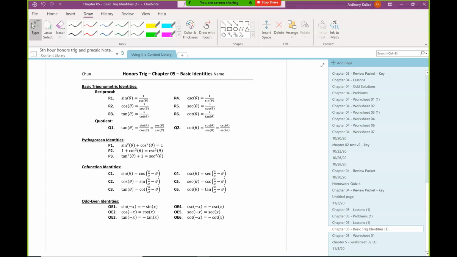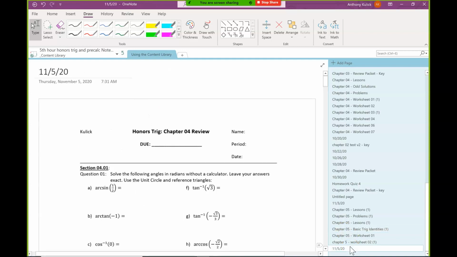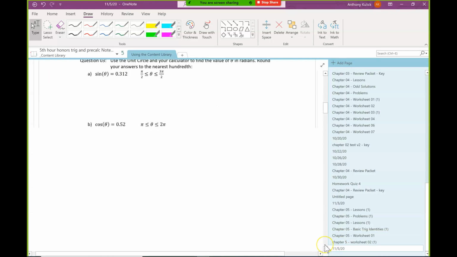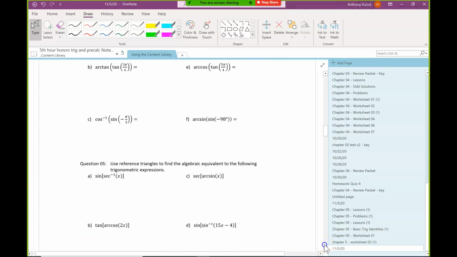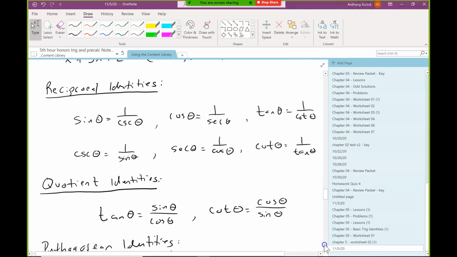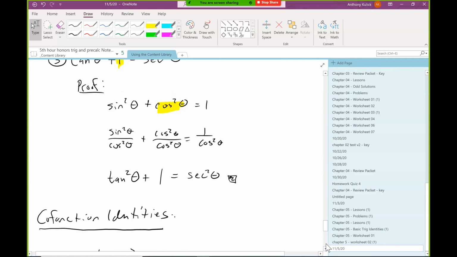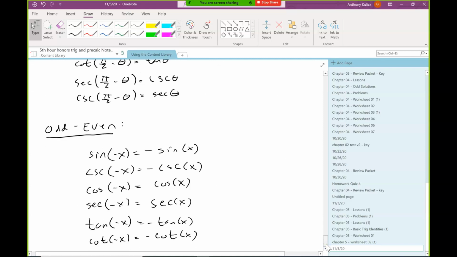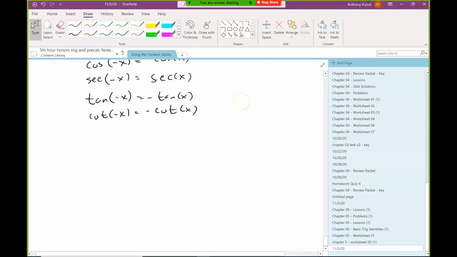Now back to where we had left off. So let's do some examples where we use some of these identities to solve some problems.